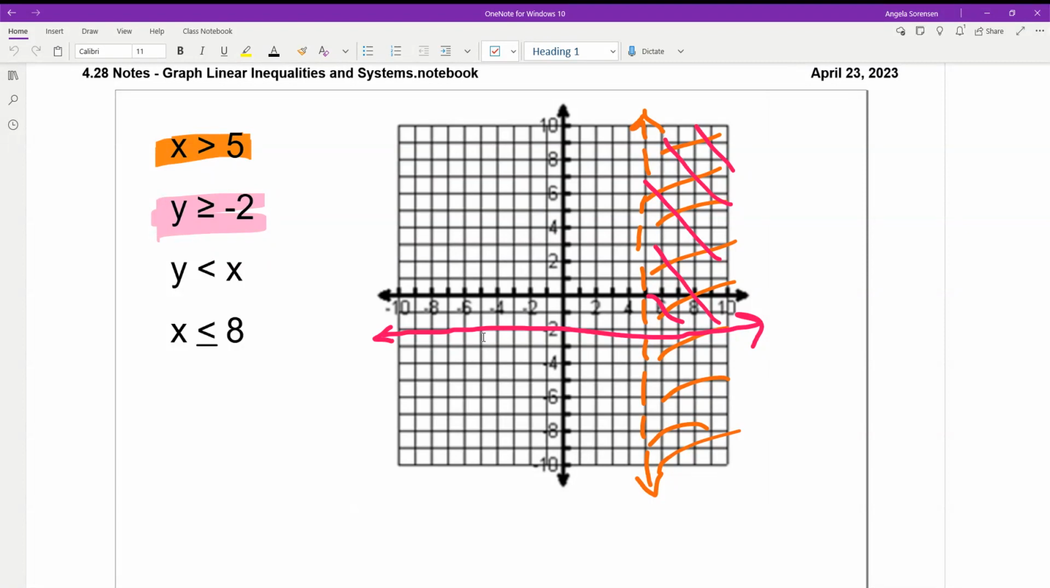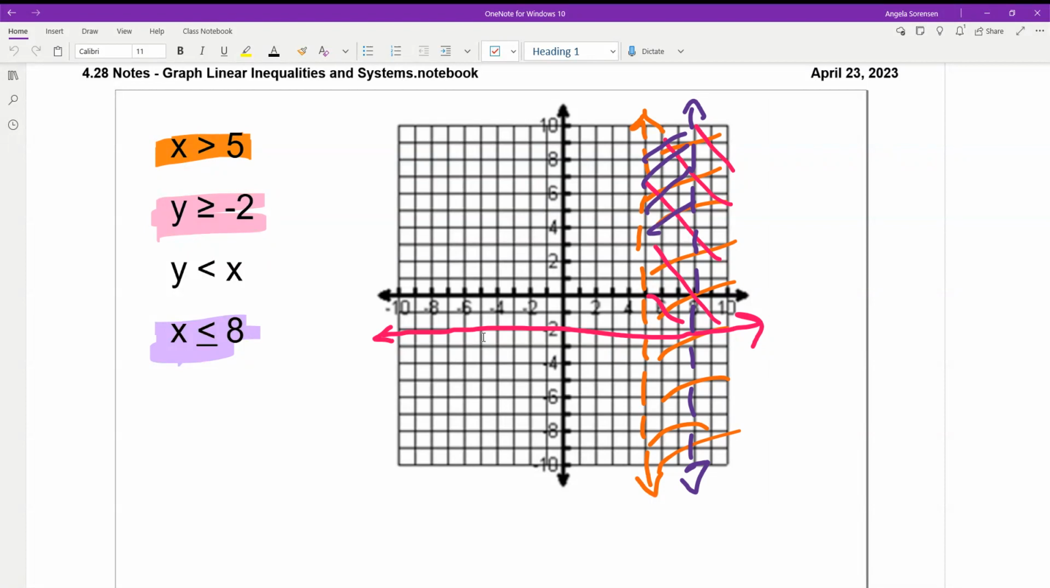What about, I'm just going to skip to this. x is less than or equal to 8. Is that vertical or horizontal? Vertical. And it's dotted. Okay. And I would shade to the left. So far I'm right here.